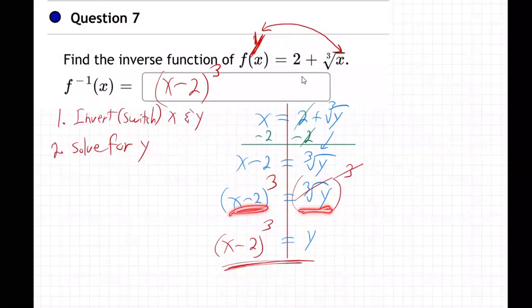The third power canceled the third root. Powers and roots are opposites. Have you seen that theme? We're going to keep coming up with that a lot throughout the semester. They're the opposites. Technically, they're the inverses of each other. So yeah, it cancels out. There we go. x minus 2 to the third power.